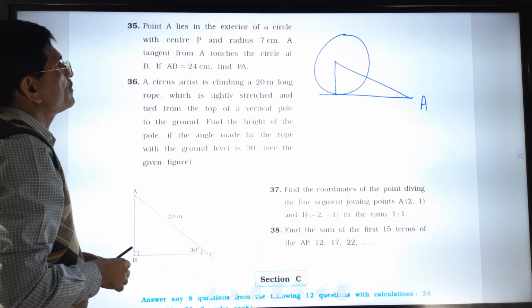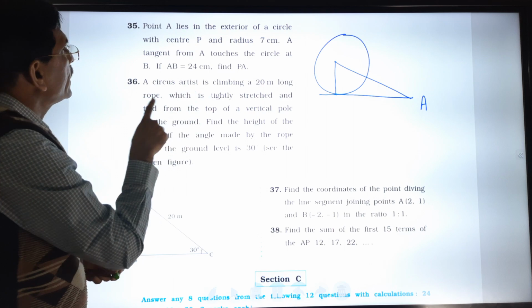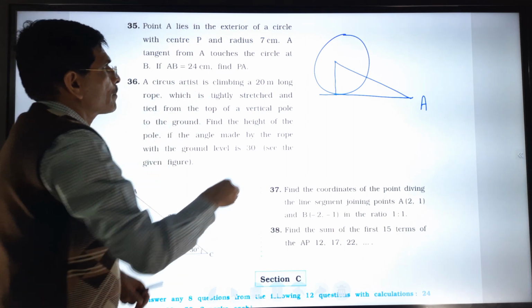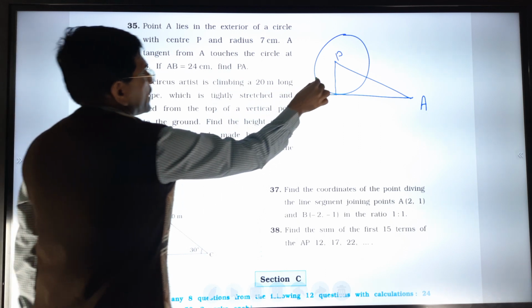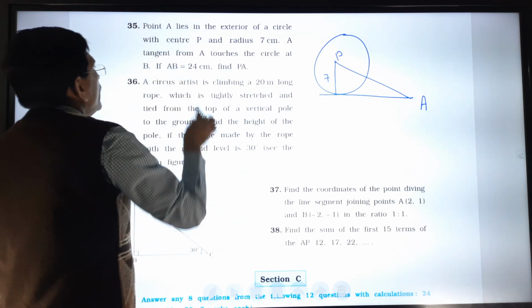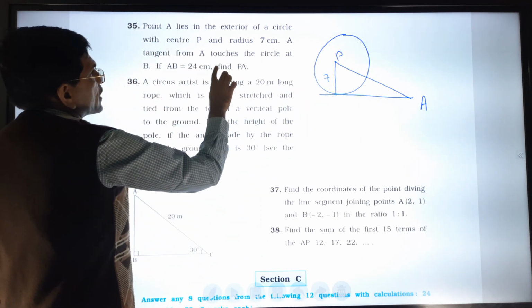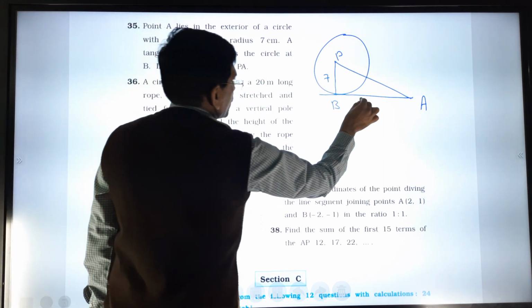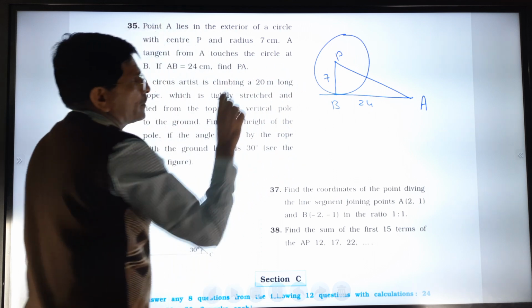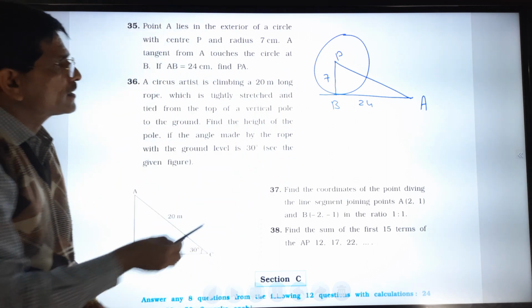Tangents are always perpendicular. A point A lies exterior of a circle with center P. Here the center is P and the radius is 7. The tangent from A touches the circle at the point B. The length of AB is 24. Find PA. So it's easy.